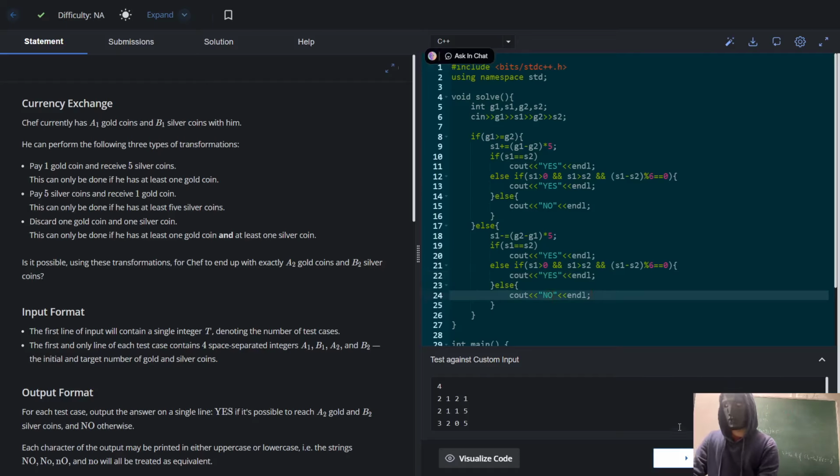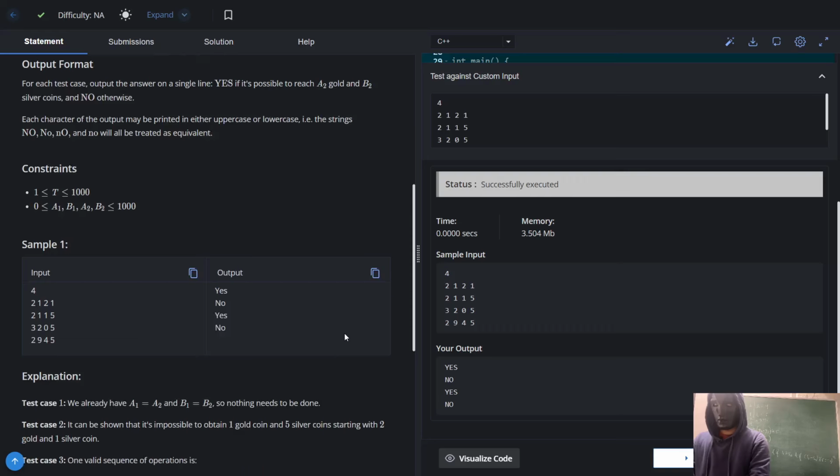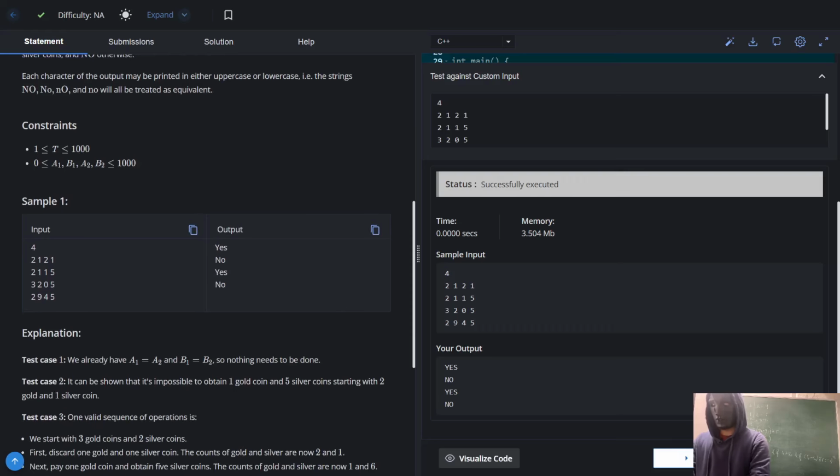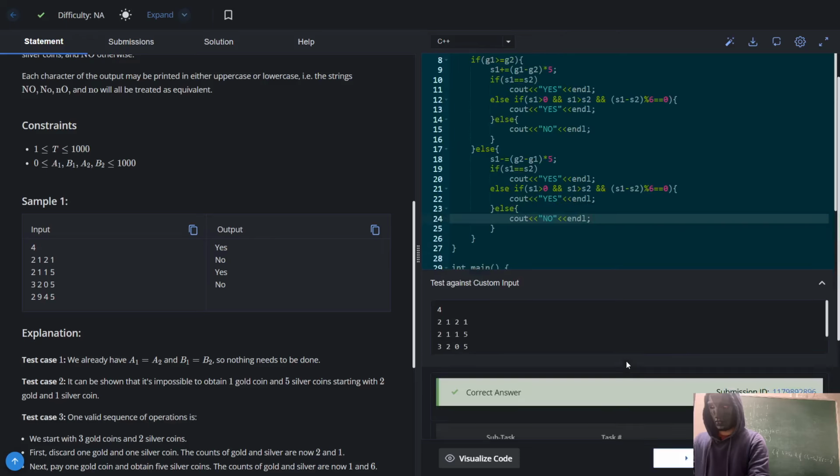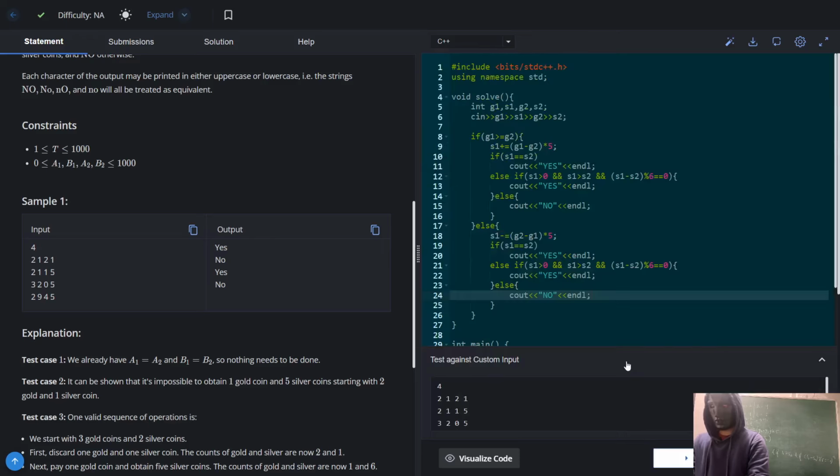So yeah, let's try to run the code now. We should be getting yes no, and we're getting it. Let's try to submit the code. Yeah, it got accepted, and I think this was an interesting problem.